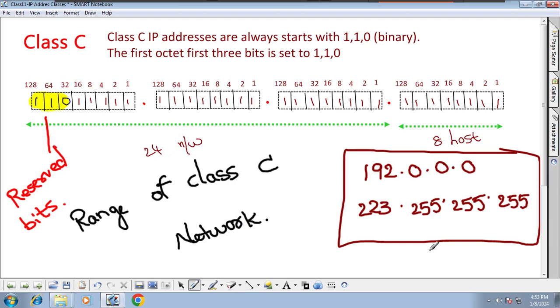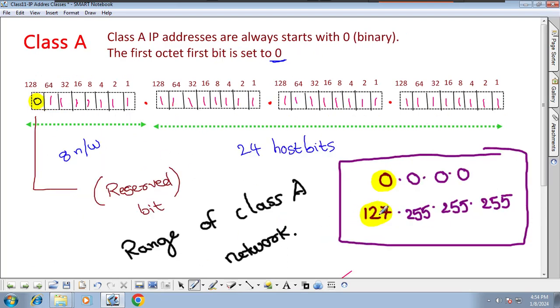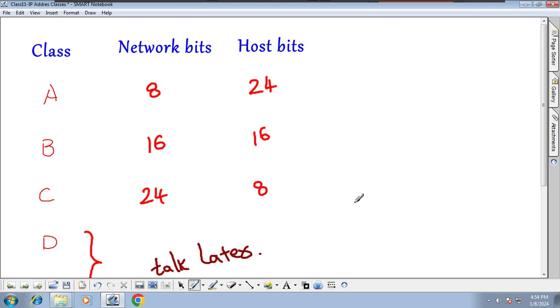So any IP starting from 192 to 223 is class C. Any IP starting from 128 to 191 is class B. Any IP starting from 0 to 127 is class A. So we can have a range here, the range of the first octet.